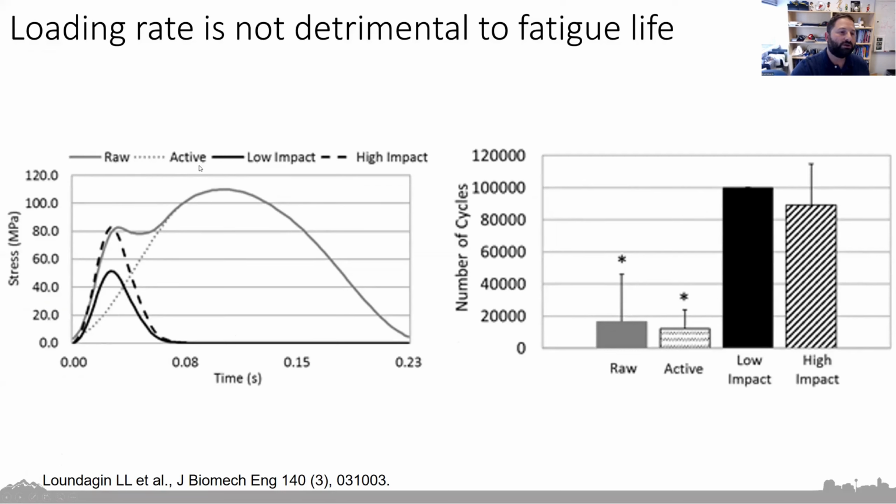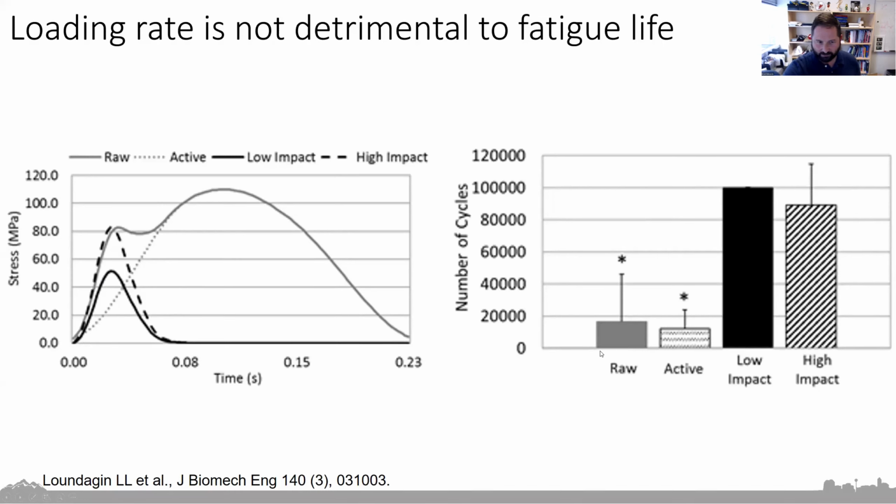And when you decompose those curves, you end up with two curves that look kind of like this: a low magnitude, high loading rate curve, okay? And then you have a high magnitude, low loading rate curve, okay? And then the other thing that we did was we said, okay, let's artificially increase this impact here to just make it the same height as the raw ground reaction force. So we have four different curves. We cyclically load these four different curves and we looked at cortical bone and this is what happened.